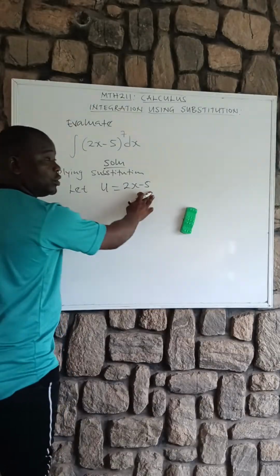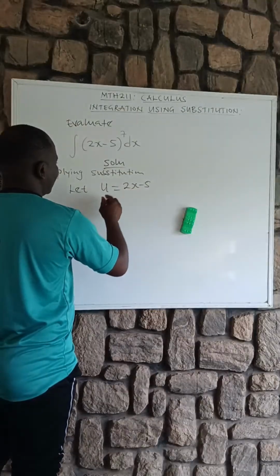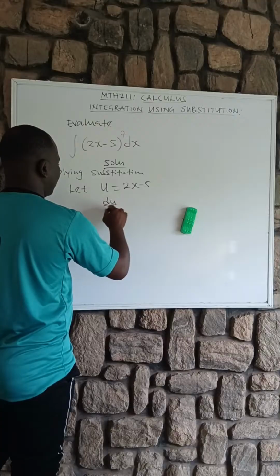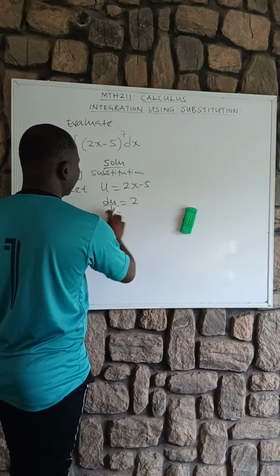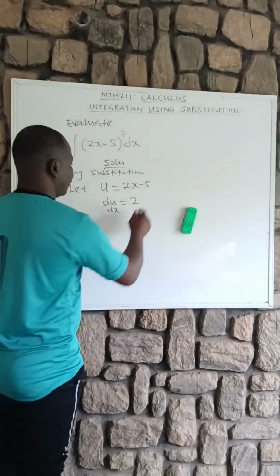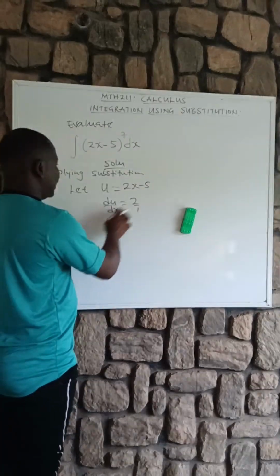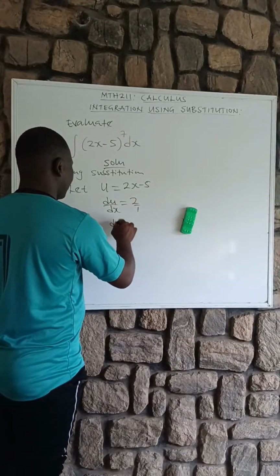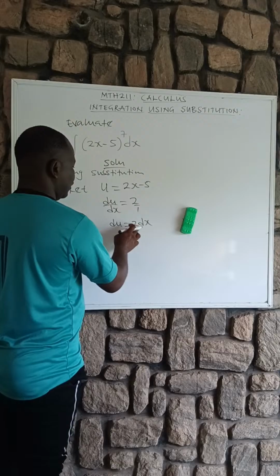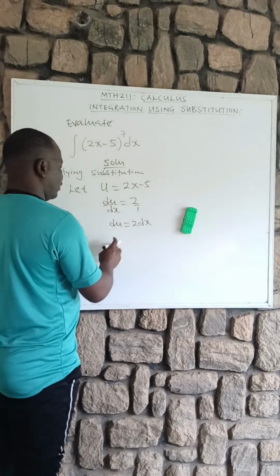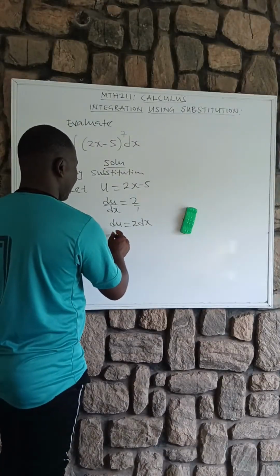So what are we going to do? We differentiate this function. Our du over dx is equal to 2. So cross multiply, make dx the subject of the formula. du is equal to 2 dx. So if you make dx the subject of the formula, we are going to have what?